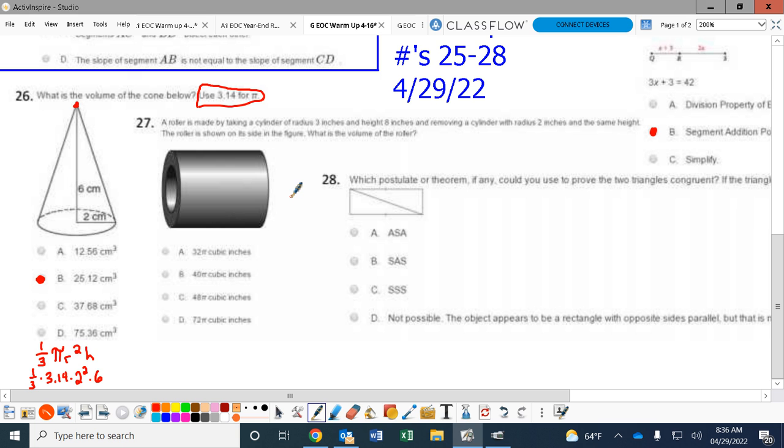The next one, what does it say? I haven't read this one. A roller is made by taking a cylinder of radius 3 inches and a height of 8 inches and removing the cylinder with radius 2. Okay, guys, it's the volume of a cylinder minus the volume of a cylinder. It says the roller is shown on its side in the figure. What is the volume of the roller? We're going to do the volume formula, which is just the formula over here without the 1/3 in front of it. So it's going to be pi r squared h for the big one, and then we subtract the inside, which is still a cylinder, so it's pi r squared h.